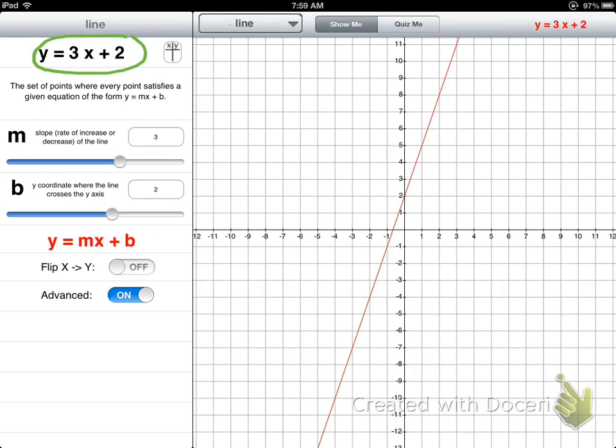Let's watch this next example. The equation of the line is up in the top left, y equals 3x plus 2. My slope is identified, and my b is identified. Let's see how they got those numbers.